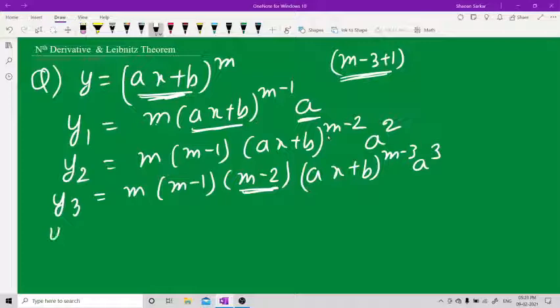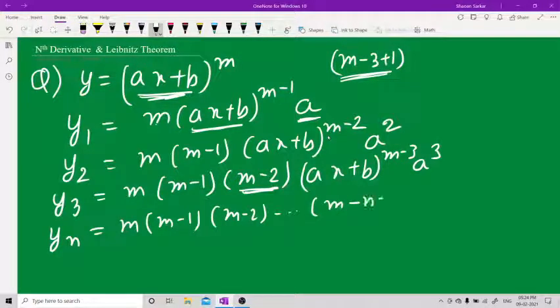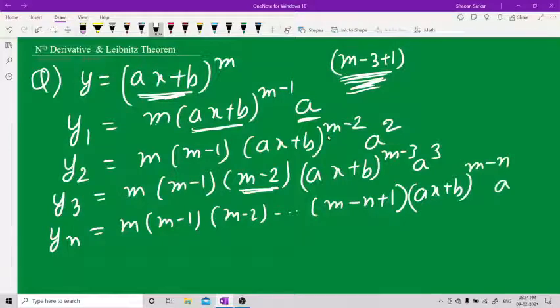So now the nth term directly: m, m minus 1, m minus 2, and so forth up to m minus n plus 1, then (ax plus b) to the power of m minus n, times a to the power of n. Now see this: how can this also be written? I have already told you the formula nPr.